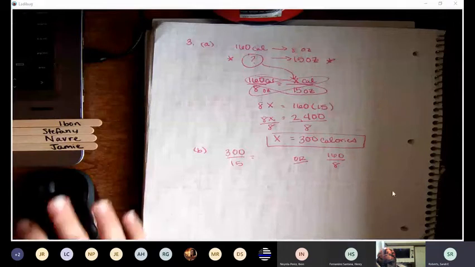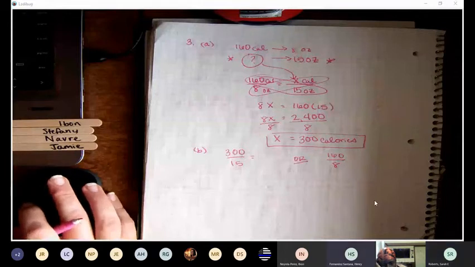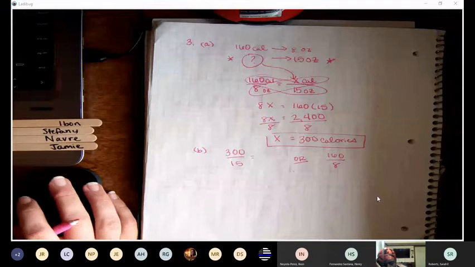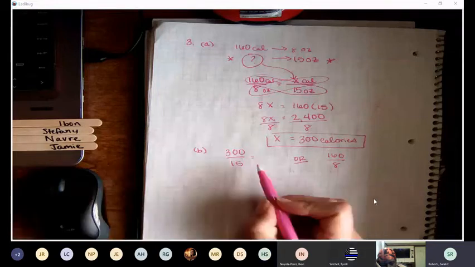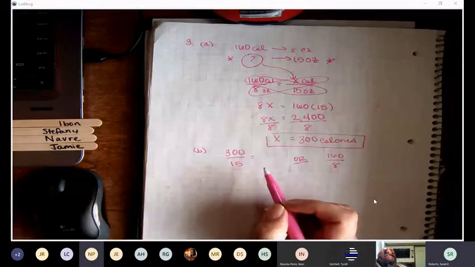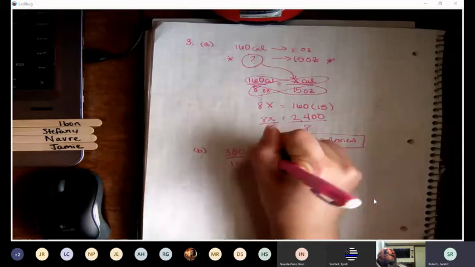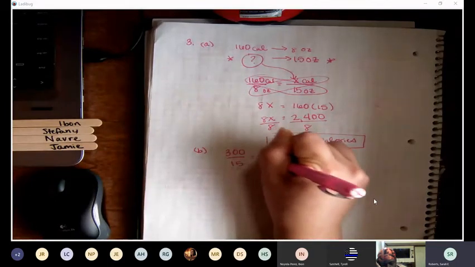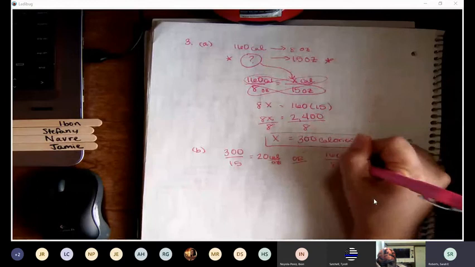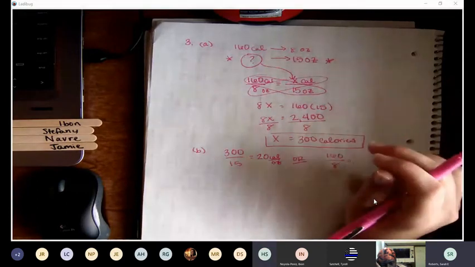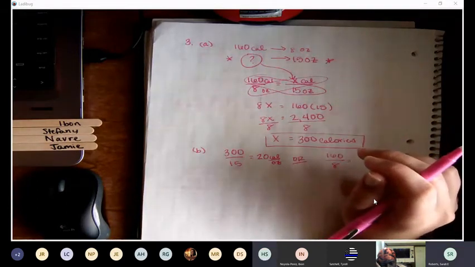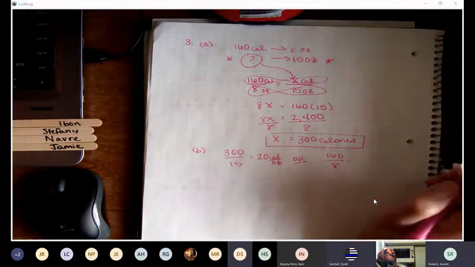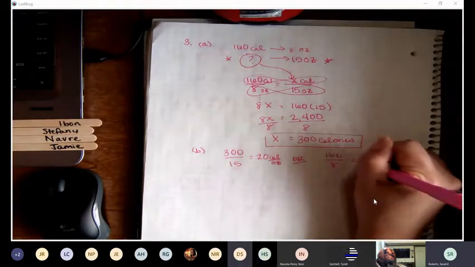Anybody? How many calories are in an ounce? 20. Yeah, exactly. But what's the number? 20. It's 20. Good. So we would get 20 calories per ounce. And just for kicks and giggles, what's 160 over 8? 20. Yeah, exactly.